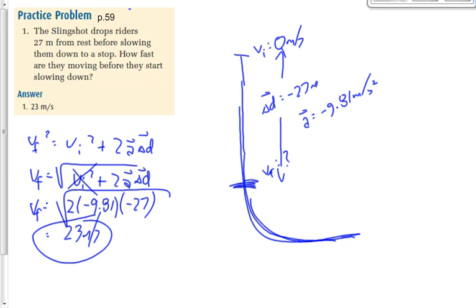So if we were looking for the velocity, we could just add the word down there or add a negative to it. Okay, we know it's going down. But in the end, we're not looking for the velocity. We're just looking at how fast it's moving. So we're looking for final speed 23. Good?